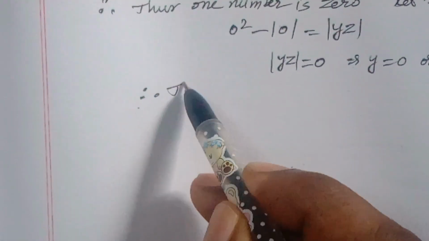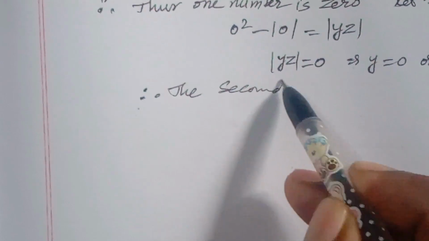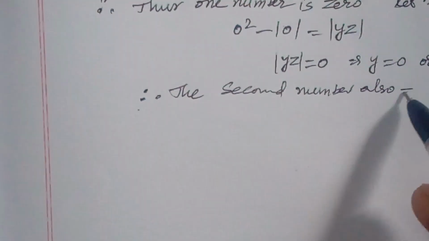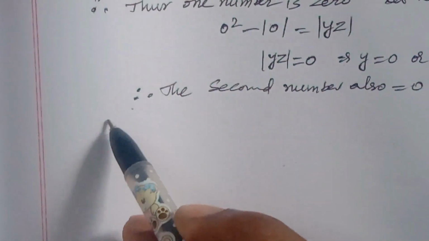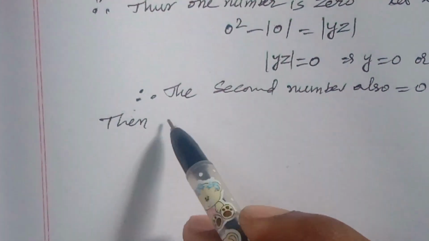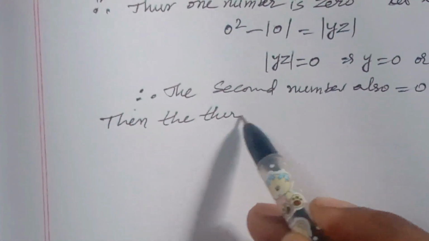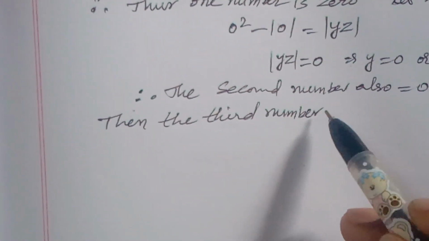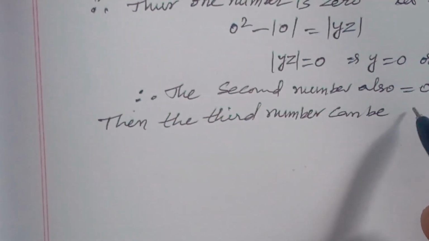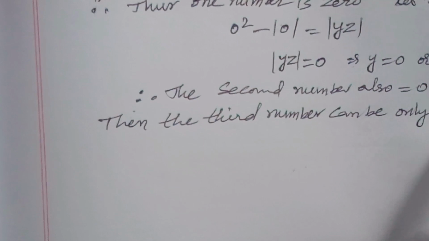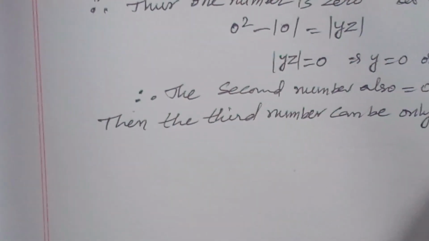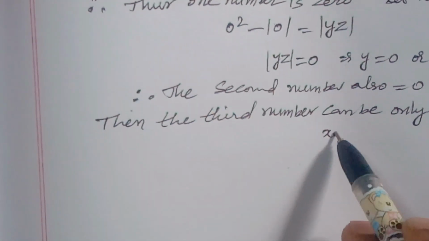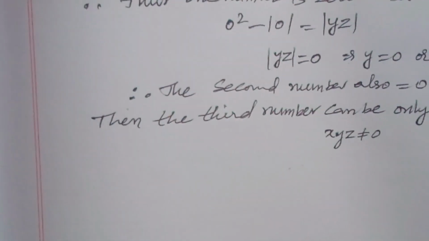So therefore the second number is also equal to 0. Then the third number can be only 0 or plus or minus 1. Why? Because x into y into z is not equal to 0 is not the case here.